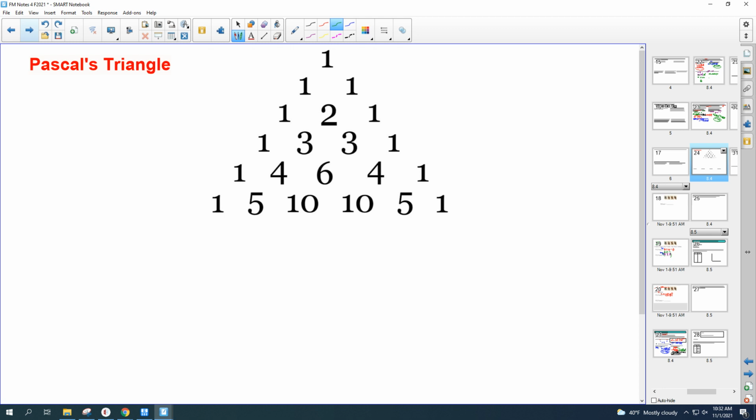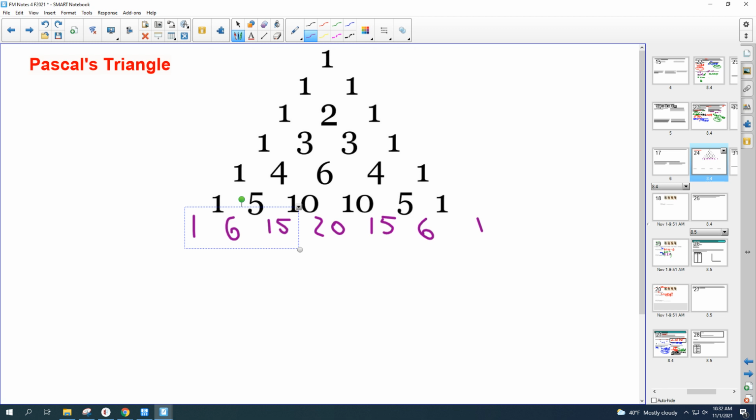Now, Pascal's triangle, you've probably seen this before, and you probably know how to construct the next layer. You construct the next layer of the triangle by adding the two numbers right above. We're always going to start with a 1, and then you add these two numbers. 1 plus 5 is 6, 5 plus 10 is 15, 10 plus 10 is 20, 10 plus 5 is 15, 5 plus 1 is 6, and then it always ends with a 1. There's always a 1 on either side.